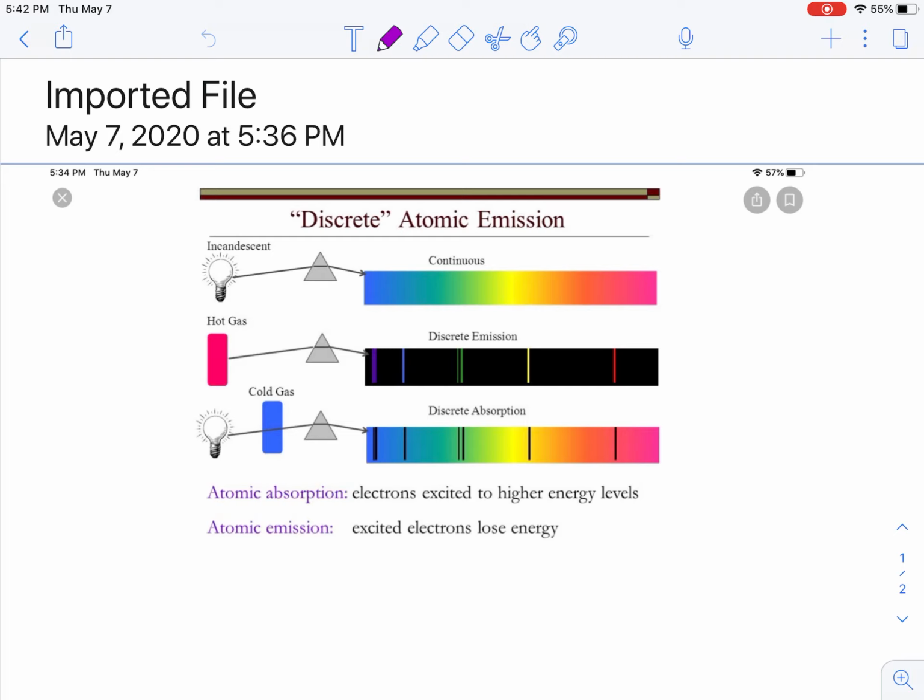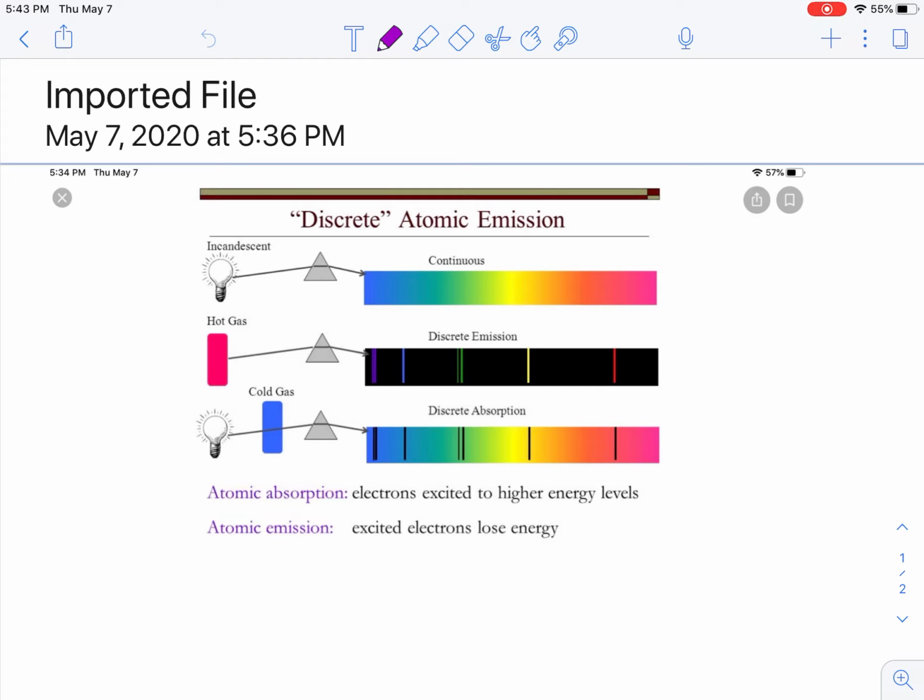Okay, kids. So this is going to kind of wrap up chapter 28. Now that you've done the photoelectric lab, this will kind of make sense now. So what I have here is kind of one of the great mysteries that they had to solve when they started looking at emission and absorption spectrums.